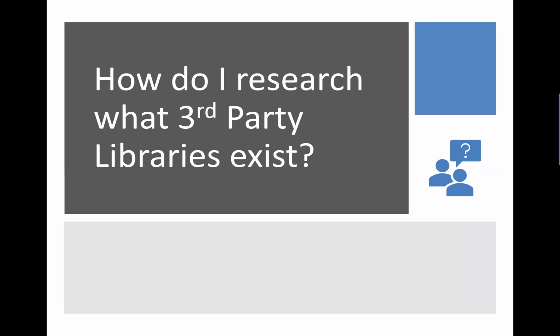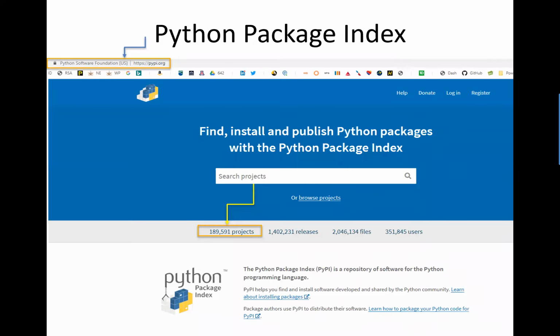So one of the questions you might have is, where do I find these? How do I research what third-party libraries exist and how do I actually process them? Everything you're going to need for this course is already built into the VLE for you. So you don't have to install any if you're using the VLE, but if you're using your own personal computer, you'll have to install those third-party libraries as we use them. The main place that you go is pypi.org, which is the Python Package Index. That's what that stands for.